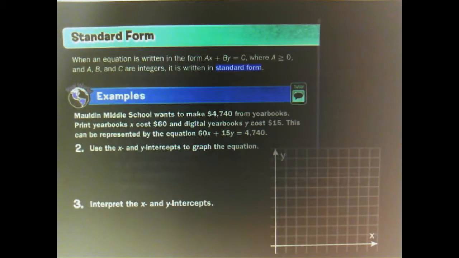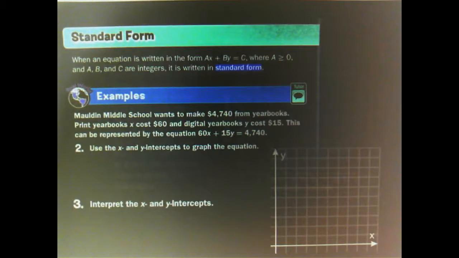So if we take a look at example number 2 and 3 here, it says Malden Middle School wants to make $4,740 from yearbooks. Print yearbooks, which are X, cost $60, and digital yearbooks Y cost $15. This can be represented by the equation 60X plus 15Y equals $4,740.